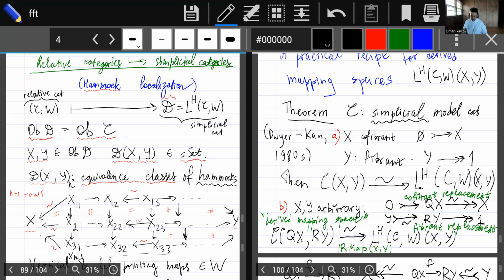And one of the main advantages of model categories is the following. If you have a model category C, you can take its underlying relative category, which is C with a class of weak equivalences. You can take its hammock localization, L^H(C, W), and you can ask about simplicial mapping spaces in the hammock localization. This is what we are really interested in for any relative category: computing the mapping space between two objects.